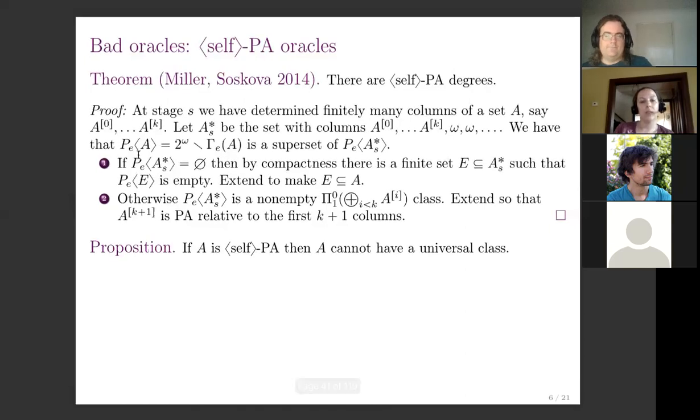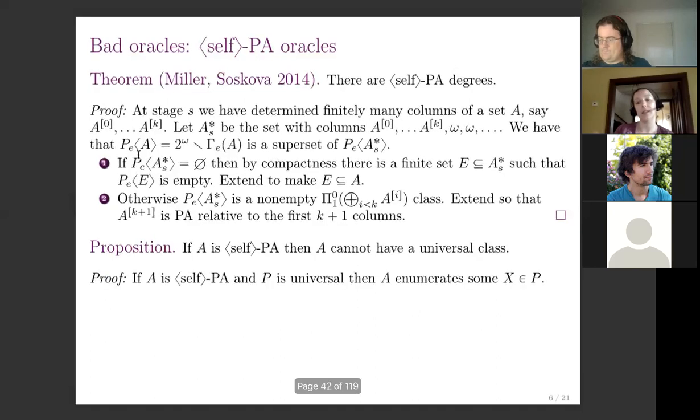Okay, so self-PA degrees exist, so they're bad oracles. They violate the first property. They also violate the third property. If A is self-PA, then A can't have a universal class. And this is, again, fairly easy to see.